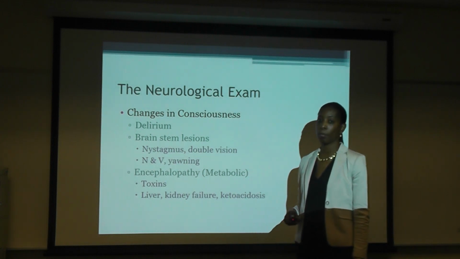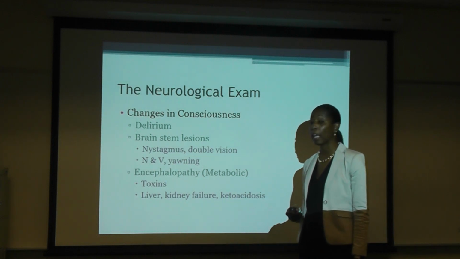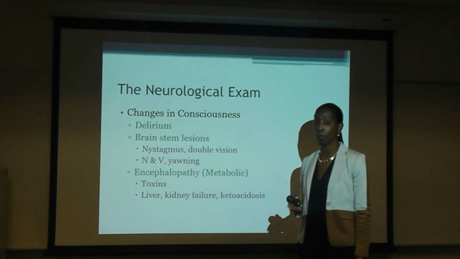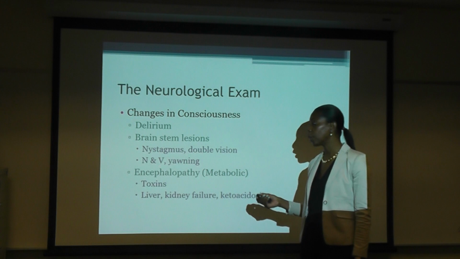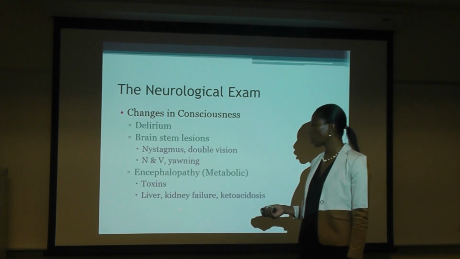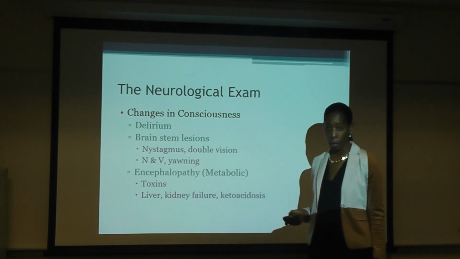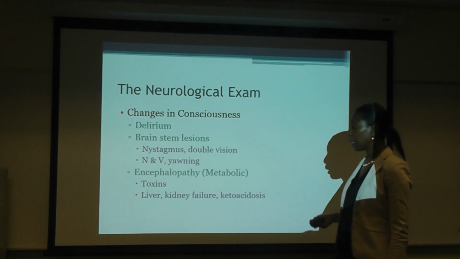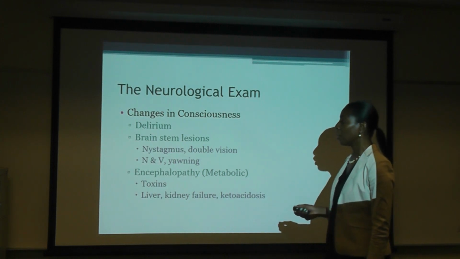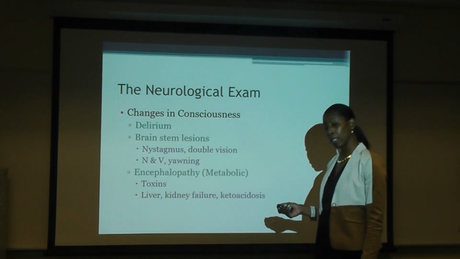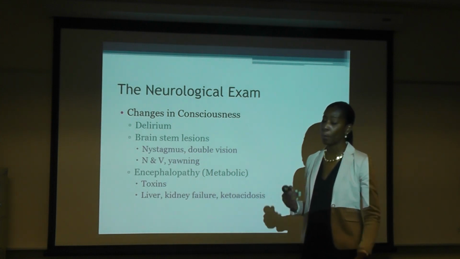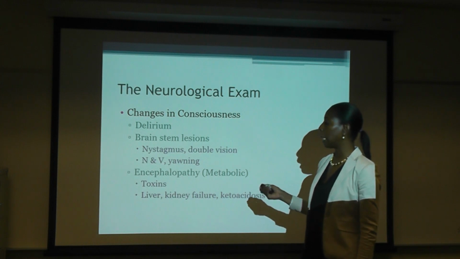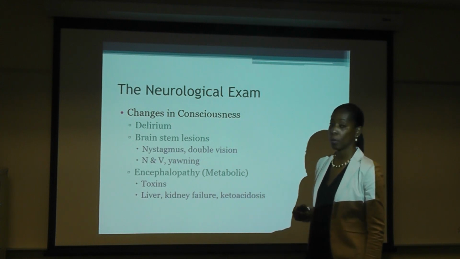Brainstem lesions. Brainstem lesions can affect your cranial nerves. Remember, the cranial nerves are there. So you're going to look at visual changes, nystagmus, double vision, nausea, vomiting, yawning. When you're seeing this in a neurologically ill patient, you want to think, okay, is this a brainstem lesion that's going on? Or if it's not a brainstem lesion, is the brainstem being compressed? That's what's causing these symptoms to happen.